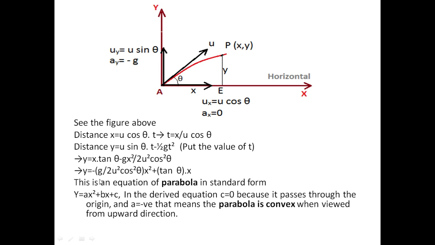And this is an equation of parabola in standard form, which is y equal to ax square plus bx plus c. In the derived equation, we have c equal to 0 because it passes through the origin, and a, which is coefficient of x square, is negative. That means the parabola is convex when viewed from upward direction.